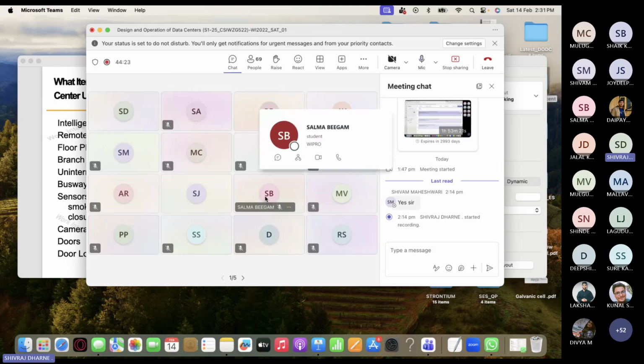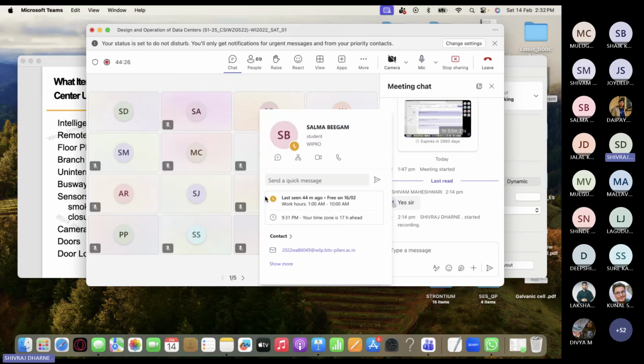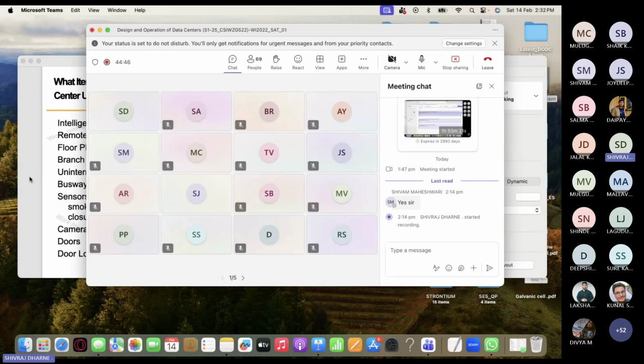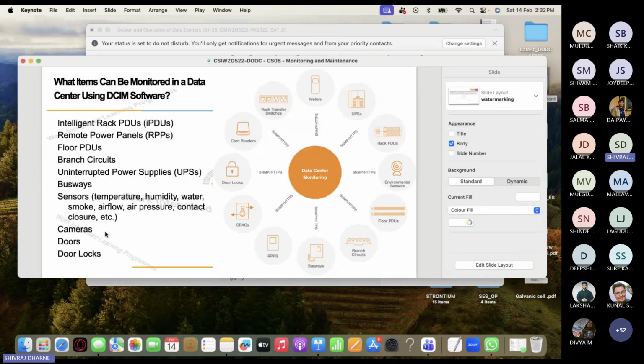If somebody asks you what busways means, you should say it is a power highway running across the whole data center. Each rack will have an exit, and there is a tap-off box where the whole thing is connected. You can imagine this as the power connection for the whole data center. There are door locks, cameras, and sensors for temperature, humidity, water, smoke, airflow, and air pressure, all those things we need to monitor. This is a good picture to show what all you monitor in data centers.